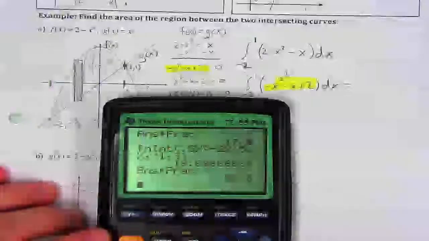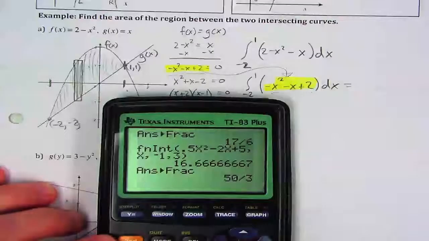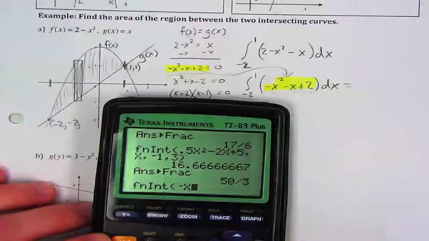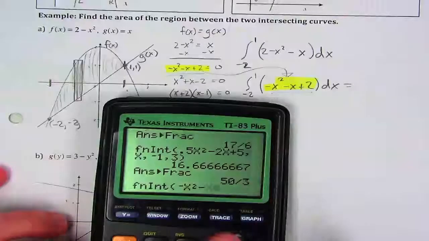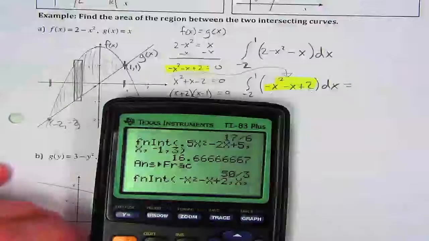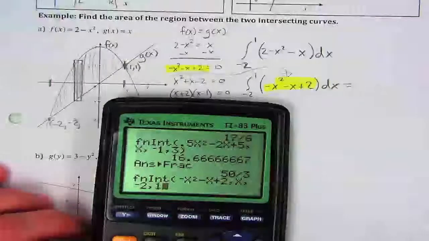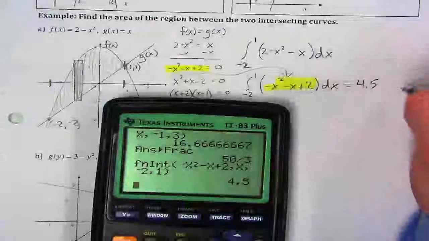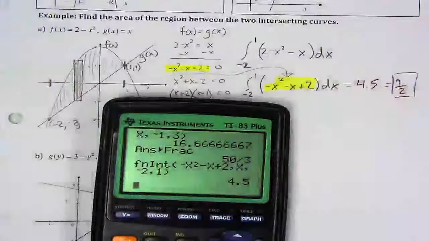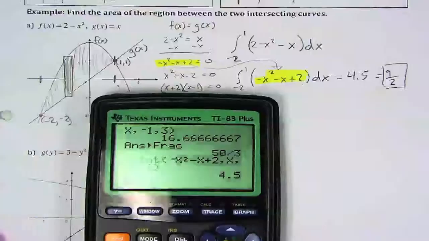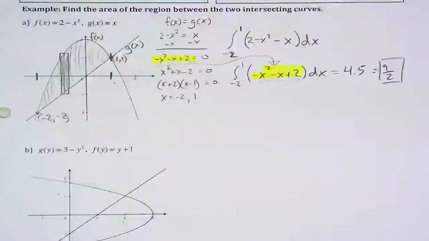Okay, and for our calculator then, we just have math 9, negative x squared minus x plus 2, with respect to x, and -2 to 1. You got 4.5, or 9 over 2, either way. So do you think there's a decimal like 4.5 or something like that? That's fine. But then down 0.333, yeah, then do the fraction.